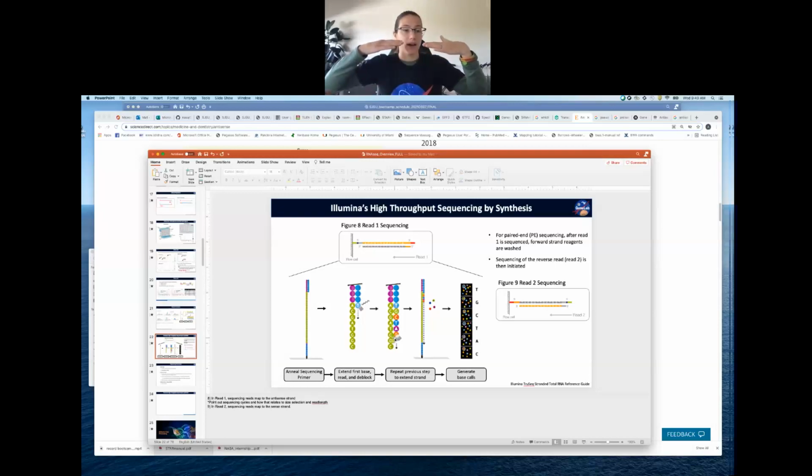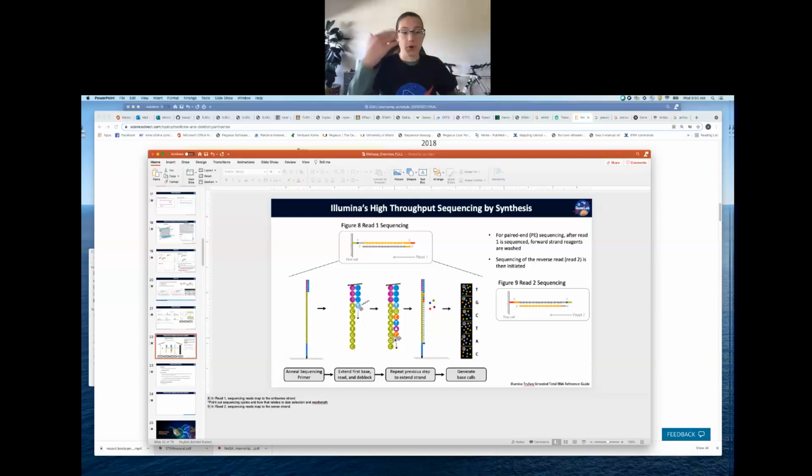And then another thing is that you could get overlap. Let's say your insert is less than 300 base pairs, say 250 base pairs. Now you're going to get overlap. You're still going to have 150 base pairs on your forward read and 150 base pairs on your reverse read, but you'll see some overlap between the sequences of the forward and reverse read for that particular insert.